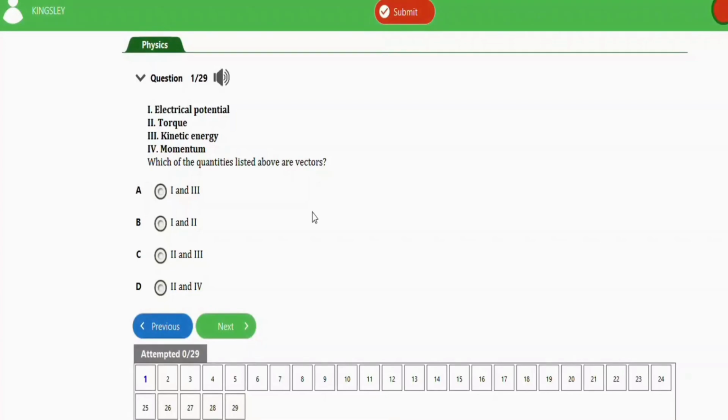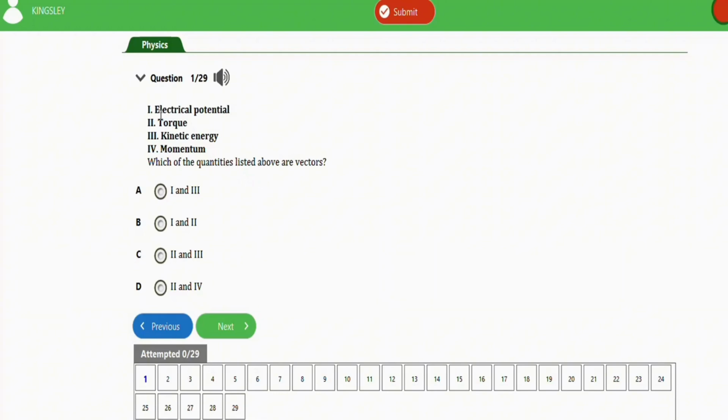In this video, we are going to learn how to solve these JAMB Physics repeated questions under scalars and vectors. We are going to practice with 22 repeated questions for this topic. So let's get started. The first one I have here says, which of the following quantities listed above are vectors?